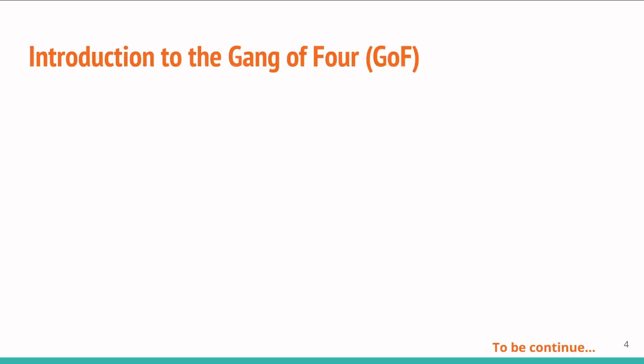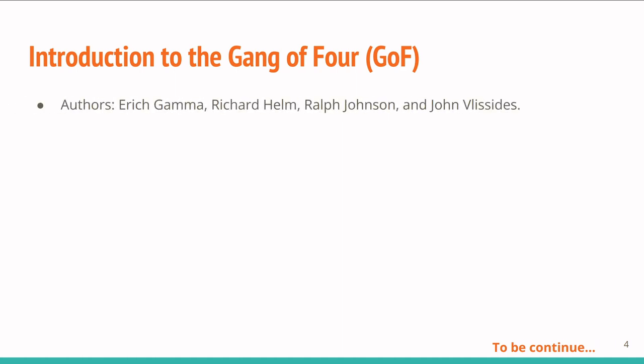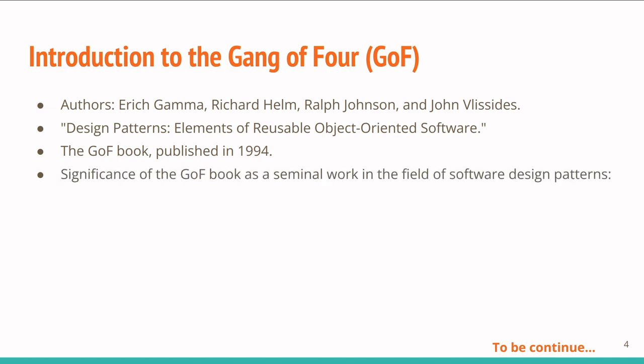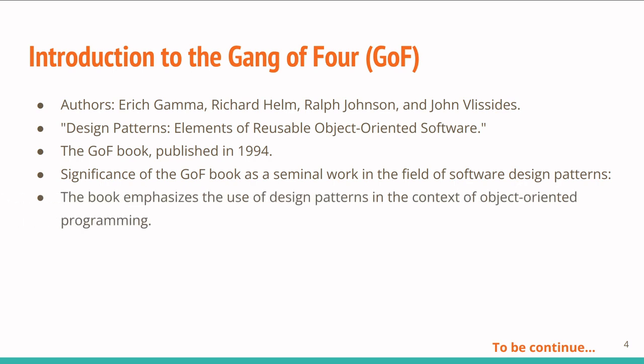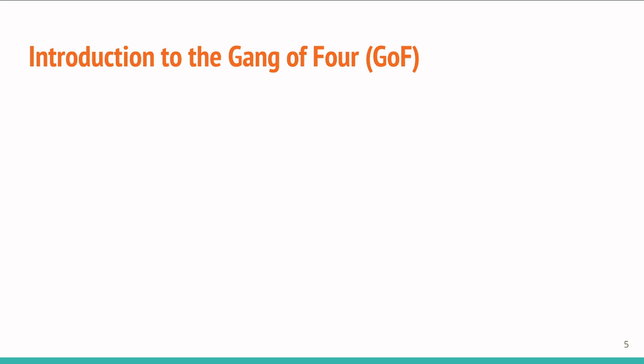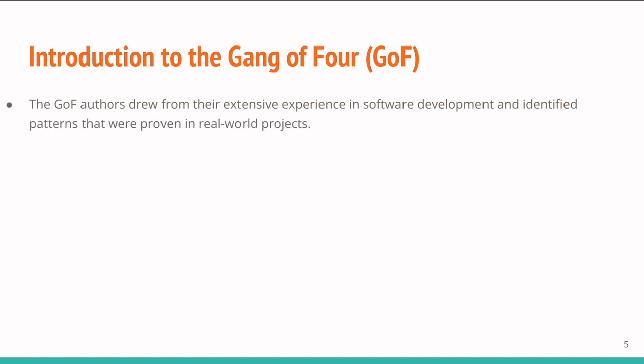Introduction to the Gang of 4. The Gang of 4 is actually four authors: Gamma, Richard, Ralph, and John. These are the four authors who proposed design patterns in the book Design Patterns: Elements of Reusable Object-Oriented Software, where they proposed the idea of design patterns. This book was published in 1994. It is a seminal work in the field of software design patterns. The book emphasizes the use of design patterns in the context of object-oriented programming. They proposed 23 design patterns that address common software design problems and provide reusable solutions. And they have mentioned a lot of things in their book. I have added a few points here.